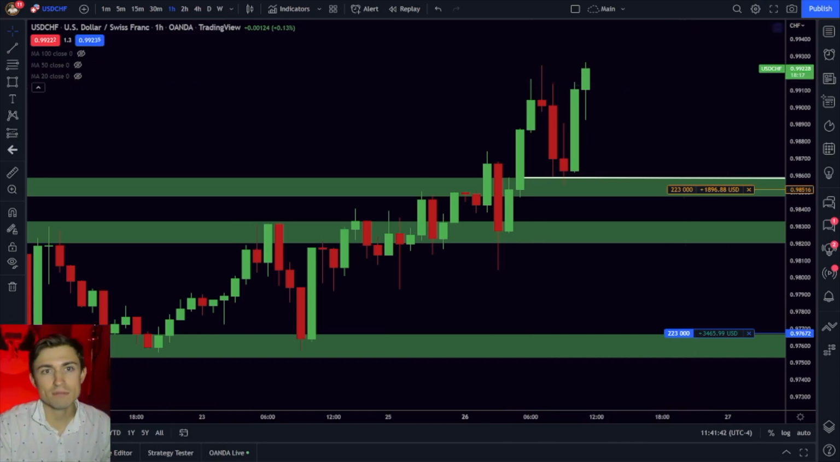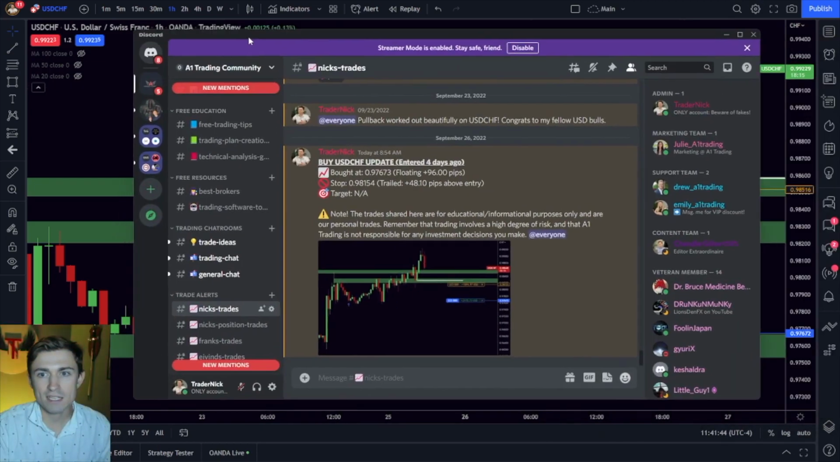it's business as usual and we'll continue to trail stops. I've just shared this trade update inside of the group, and I plan on making another one here as I trail this stop further, or as I have just trailed the stop further. I'll do a quick write-up.